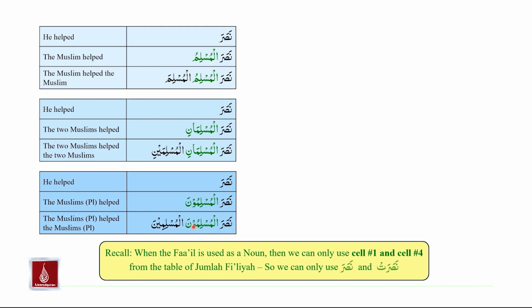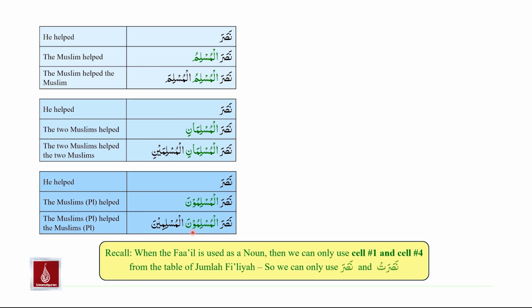Nasara al-Muslimuna al-Muslimina. The Muslims helped the Muslims. Al-Muslimuna refers to plural Muslims that are masculine. Al-Muslimina refers to plural Muslims that are masculine.